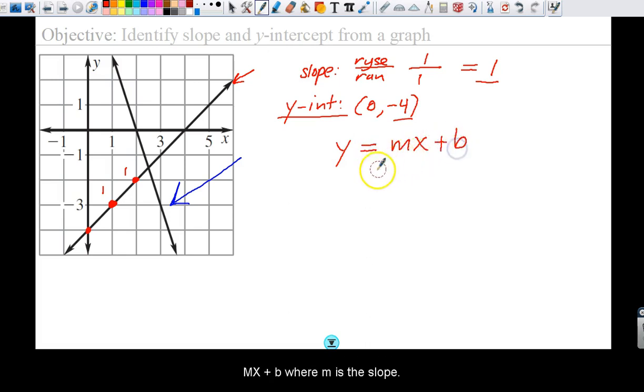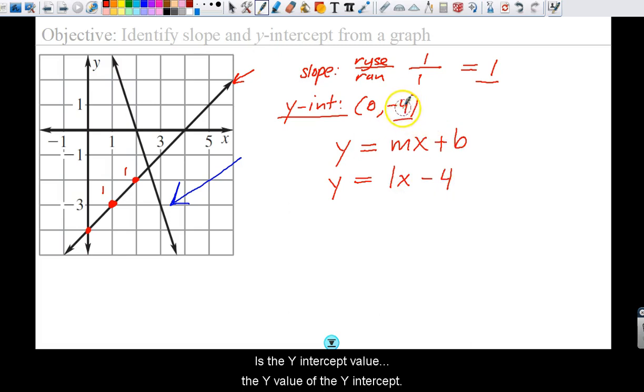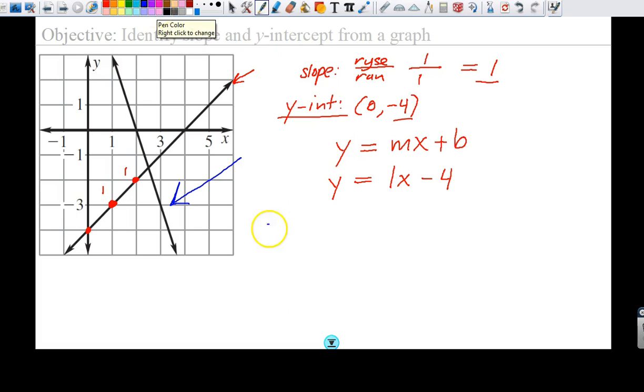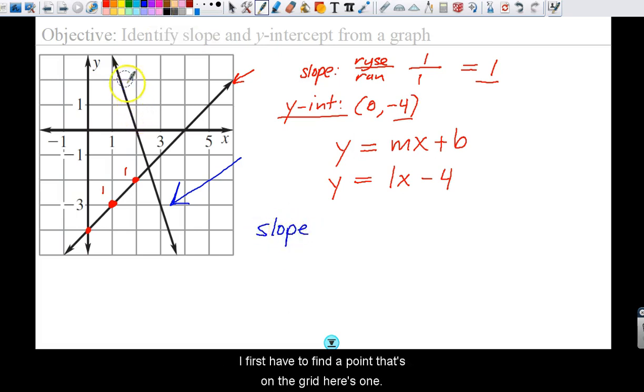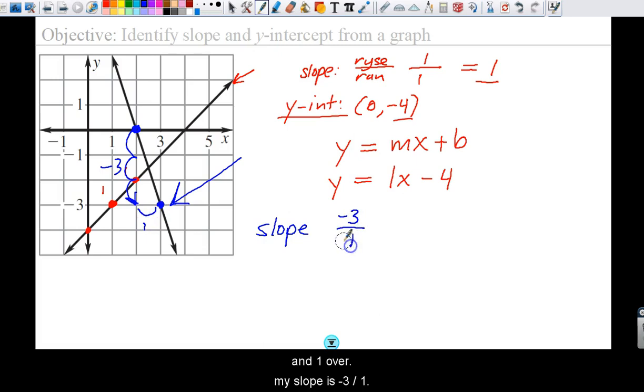But once I have the slope and the y-intercept, I can write the equation of the line in slope-intercept form: y = mx + b, where m is the slope and b is the y value of the y-intercept. Now let's try the blue line. Let's find the slope. I first have to find a point that's on the grid. Here's one. I find another point that's on the grid. Here's another. I count the rise, which is negative because I went down, so -3, and 1 over. So my slope is -3 divided by 1.